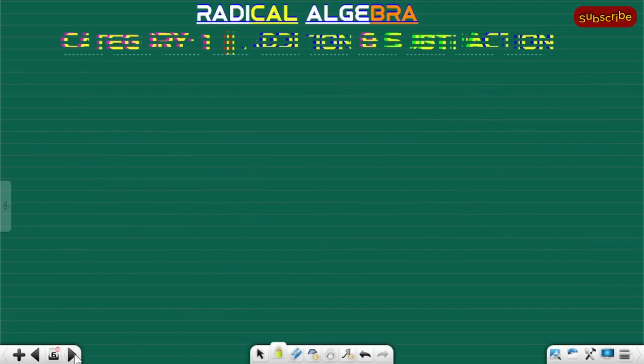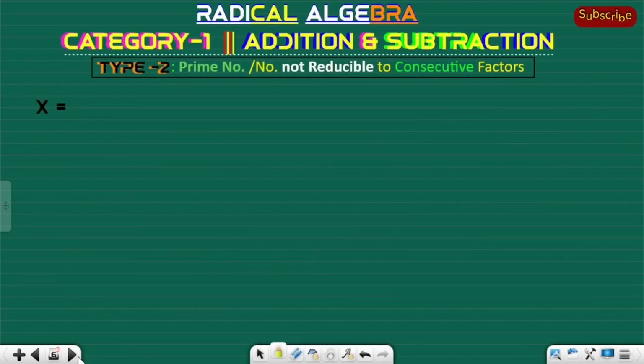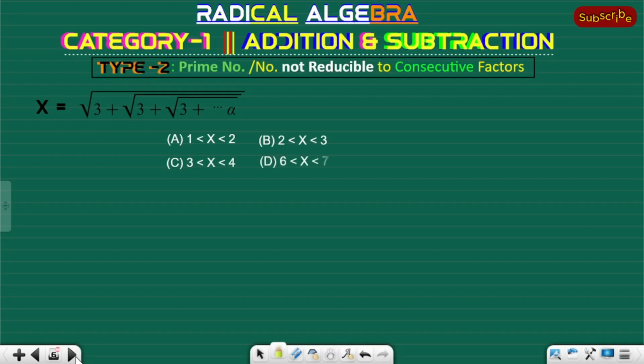Let's see some examples. Here, root 3 up to infinity. Right here we have positive numbers, and the options are given in range, so we will follow the left or right method. It is positive, so we will follow the right side. We will go towards the right in the number line. Here the given number is 3, so we will go towards the right.